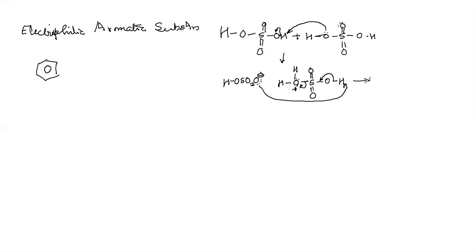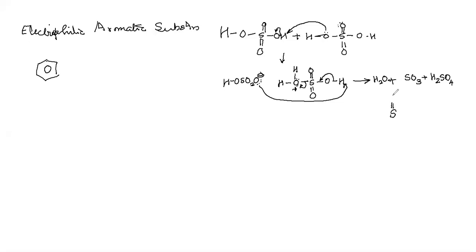So what do you get? H2O is separated from the other side, plus SO3, sulfur trioxide, plus H2SO4. So now your sulfur trioxide is the electrophile. Now why is sulfur trioxide an electrophile?